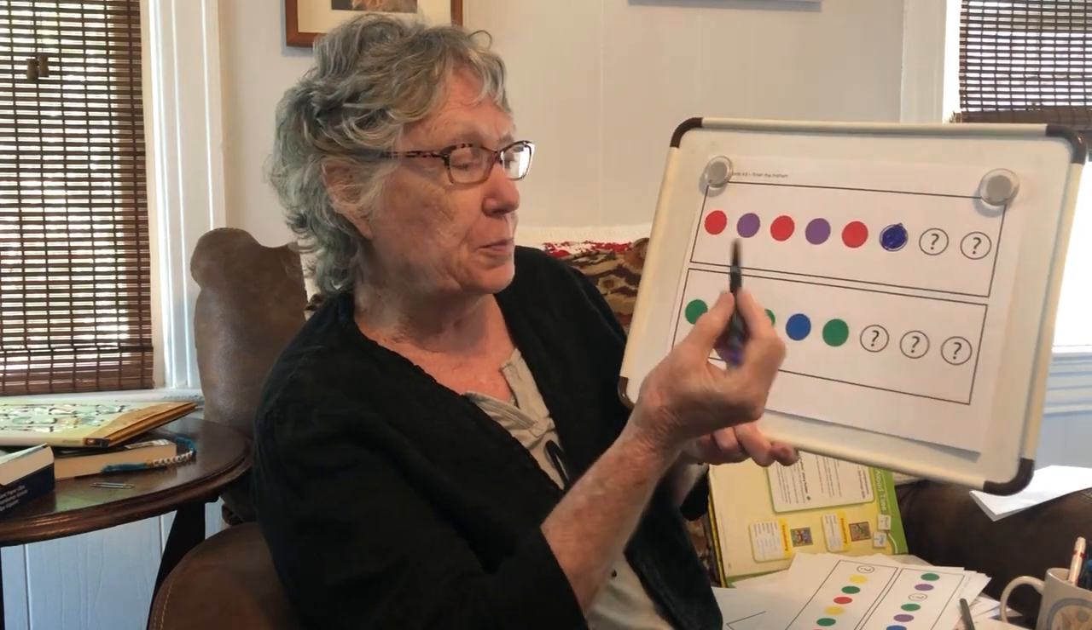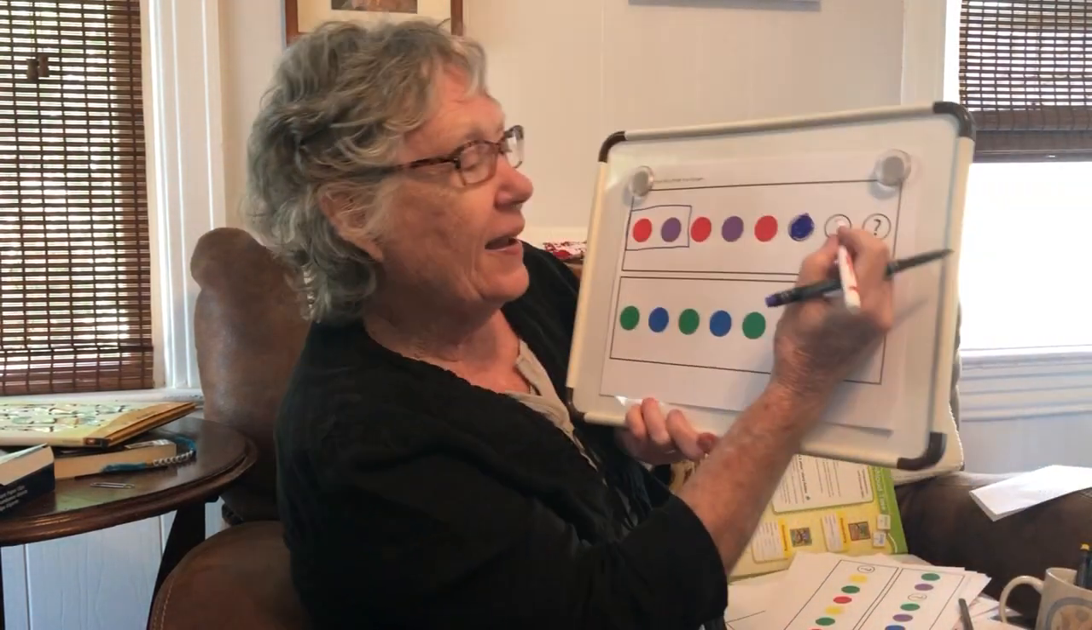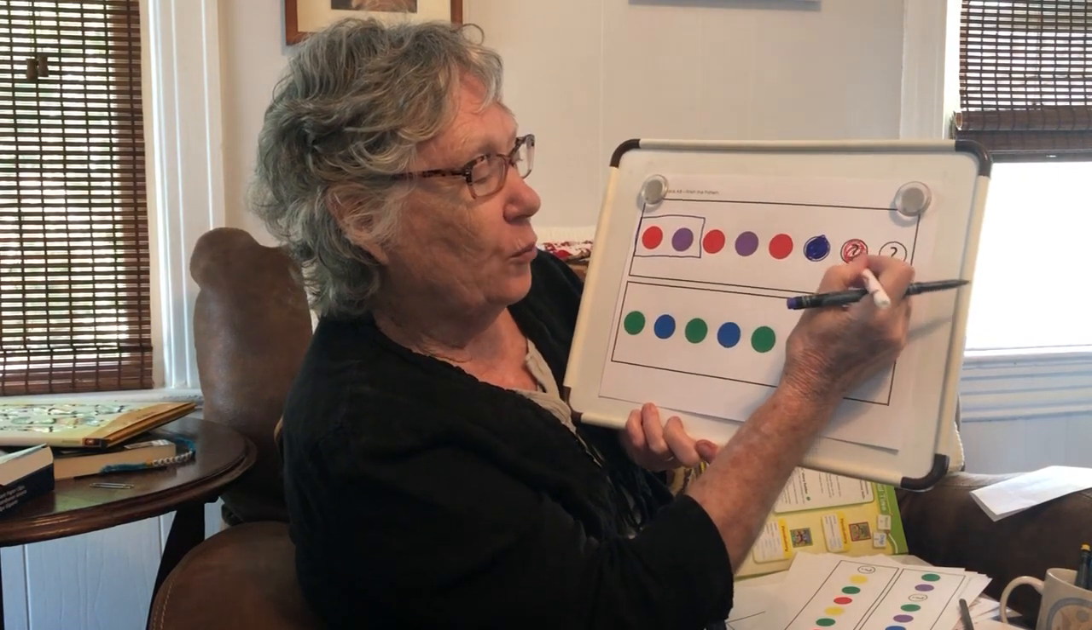You don't have to use these papers, but these papers explain that, like in an A-B pattern, the core is what the pattern is. And then a pattern means that you repeat it. It's not a pattern unless you do it over and over and over again. So let's finish this one. Red, purple, red, purple, red, purple, red. Let's get my red and red. And what's the last one?